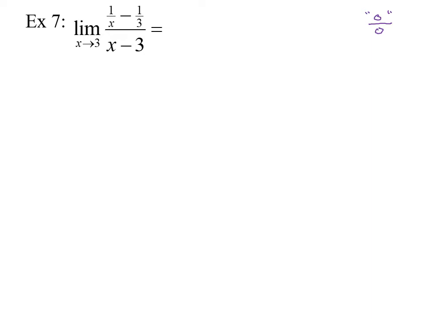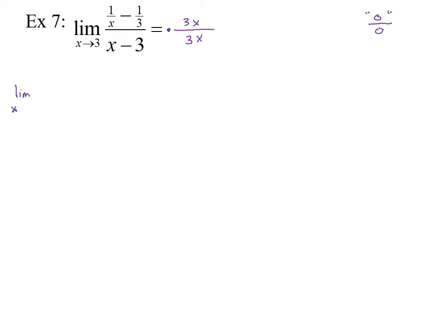We don't like this x and we don't like this 3 being on the bottom. So what I would do is multiply the top and the bottom by what you're trying to get rid of. If you're trying to get rid of an x, multiply the top and bottom by x. If you're trying to get rid of a 3, multiply the top and bottom by 3. When we do that, you're left with the following.